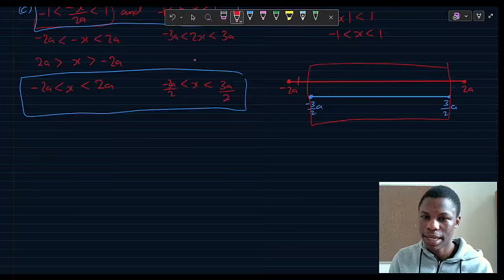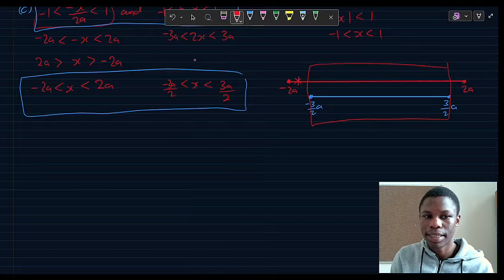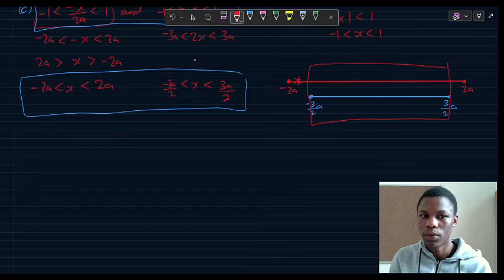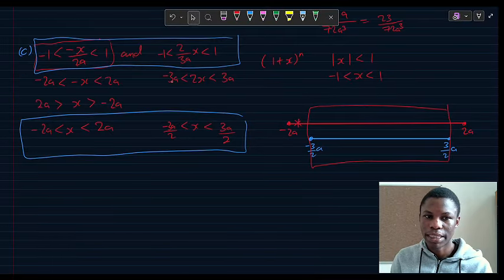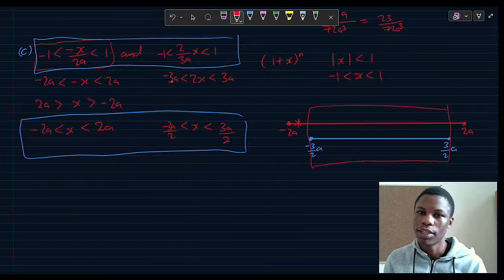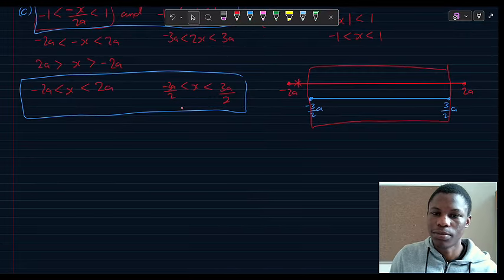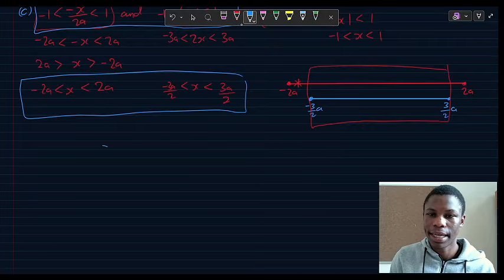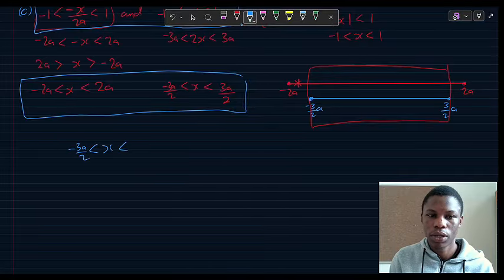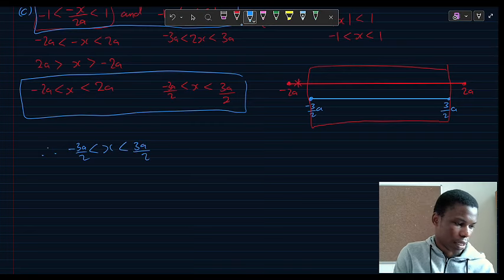Because if I pick an x that's at this point here, only the x between negative 2a and 2a will hold. So only the expansion where we used x as negative x over 2a will hold, but the other one won't hold. So our expansion would not be valid then. So we have to say that x has to be between the smaller one, so between negative 3a over 2 and 3a over 2, and that is our final answer.